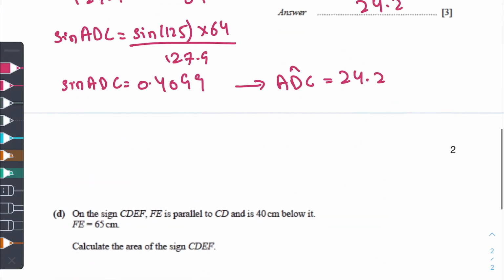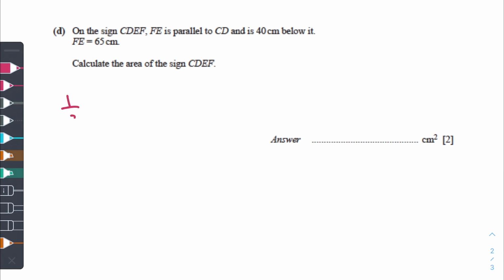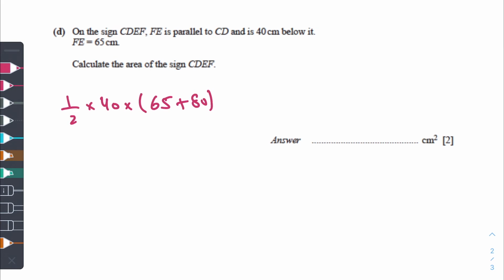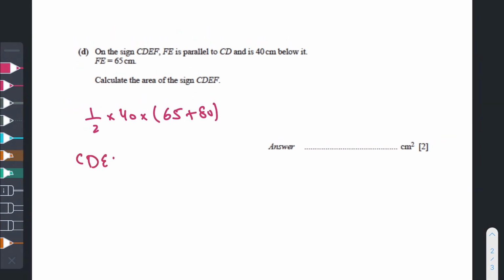How do we find the area of this? So you do half times the height, which is 40, times the sum of parallel sides. Now the two parallel sides were 65 and 80. When you solve this, the area of the entire shape, that is CDEF, comes out to be 2900 centimeters squared. And that's our final answer. You write 2900 over here and we are done with the question.